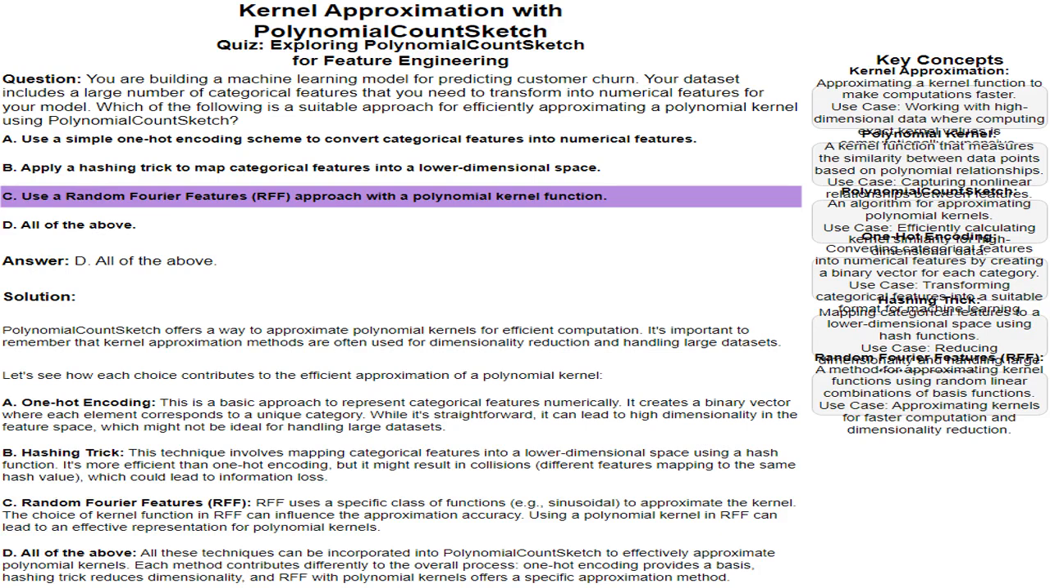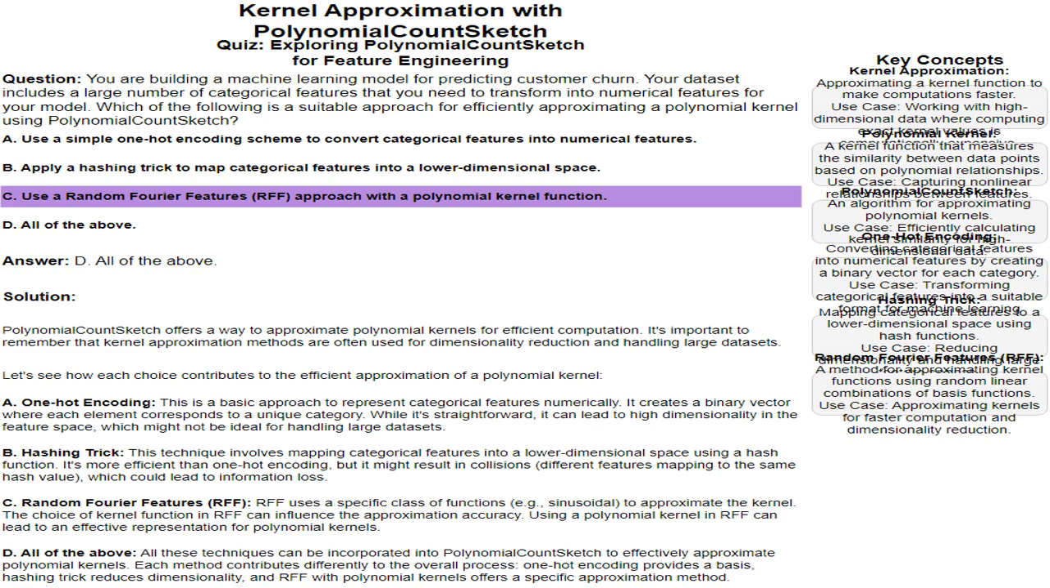All the techniques mentioned above, one-hot encoding, hashing trick, and RFF with polynomial kernels, can be used effectively in polynomial count sketch to approximate polynomial kernels. Each method contributes differently to the overall process. One-hot encoding provides a basis. Hashing trick reduces dimensionality, and RFF with polynomial kernels offers a specific approximation method.